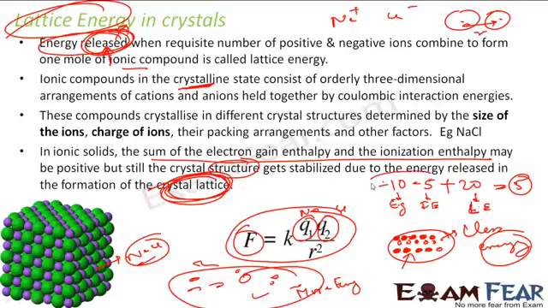Sometimes the lattice energy is so high that it compensates for this energy. Correct? Sometimes electron gain enthalpy is also exothermic, with energy emitted. Lattice energy formation is always exothermic, because when it is crystallized, it has less energy, less stress. So that means it has given out the stress, it has given out the energy.